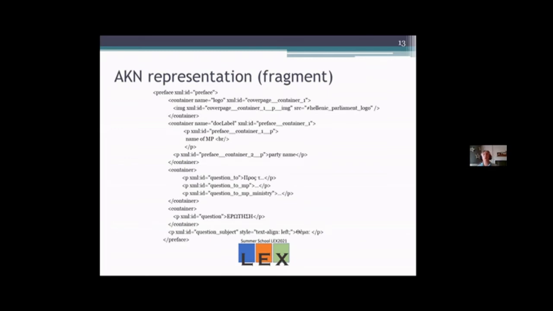For parliamentary control written questions, it's much easier because they're static. They have a very straightforward, rigid format. It doesn't change. So it's very easy to have a one-to-one transformation capability for parliamentary questions, at least.